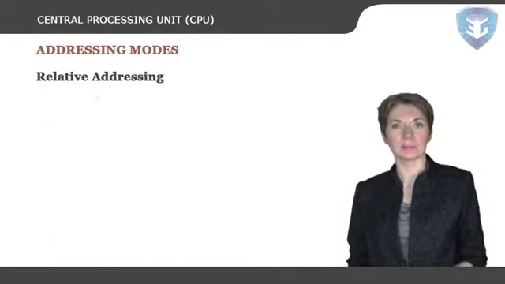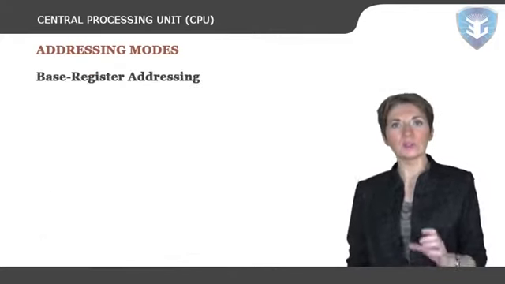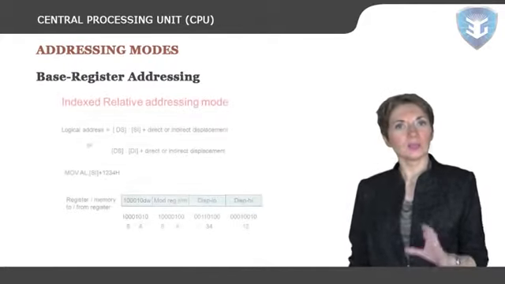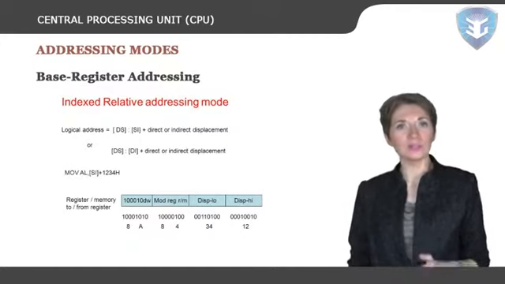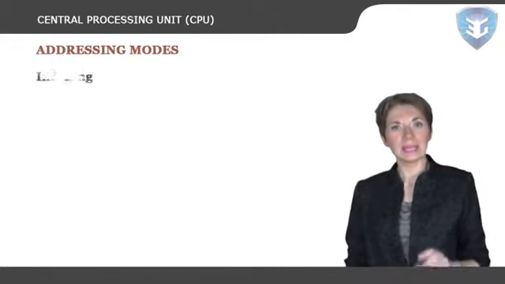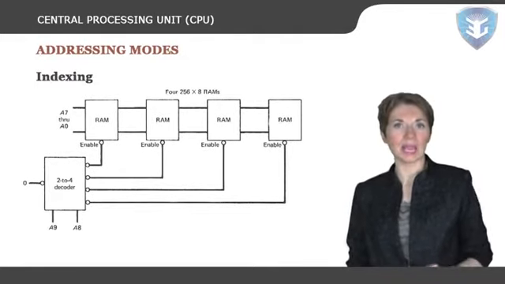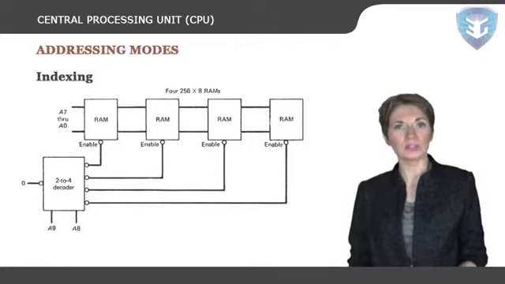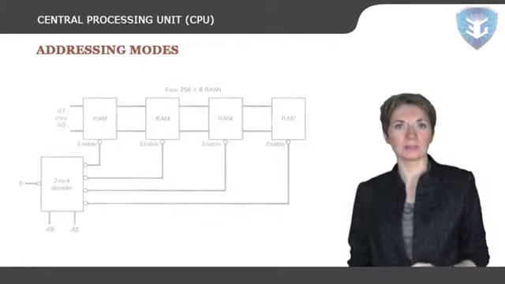Relative addressing. For relative addressing, the implicitly referenced register is the program counter, or PC. Base register addressing. The reference register contains a memory address, and the address field contains a displacement from that address. Indexing. The address field references a main memory address, and the reference register contains a positive displacement from that address.